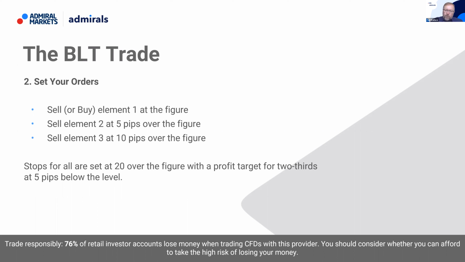All of those have stops set 20 above, and a profit target for two thirds about 5 pips below the level. I'm calling it pips, but it could be a tick or a point, depending upon what particular asset class you're looking to trade. But as you can see, this is certainly not the way I would normally trade. This is very aggressive scalping of a particular level, a big round number level.